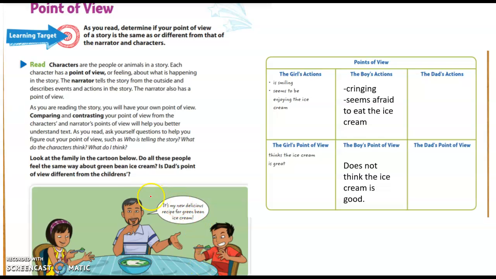I want you to take a look at the dad. Now you can tell from his actions and from his words how he feels about the ice cream. In your assignment today, that's what you're going to be doing. You're going to be talking about his actions, and then you're going to be identifying his point of view on the ice cream. Now, I can tell that the little boy and the little girl feel very differently about the ice cream. What about this dad?